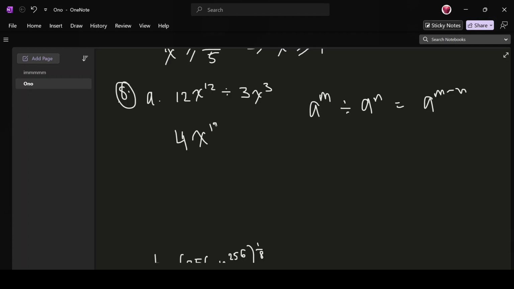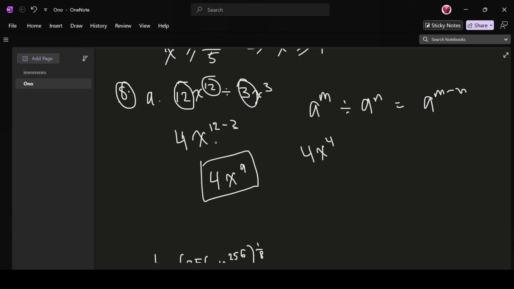4x to the power of 12 minus 3, right? Because it's m minus n. 12 minus 3, that is 9. So we're just left with 4x to the power of 9. And that's it. Now don't make a careless mistake and write 4x to the power of 4. Don't think that you divide 12 by 3. No, you don't do that. You only divide 12 by 3 when it's the number beside the x. But when it's a power, when it's an index, you minus it. You don't divide it, so this is wrong.